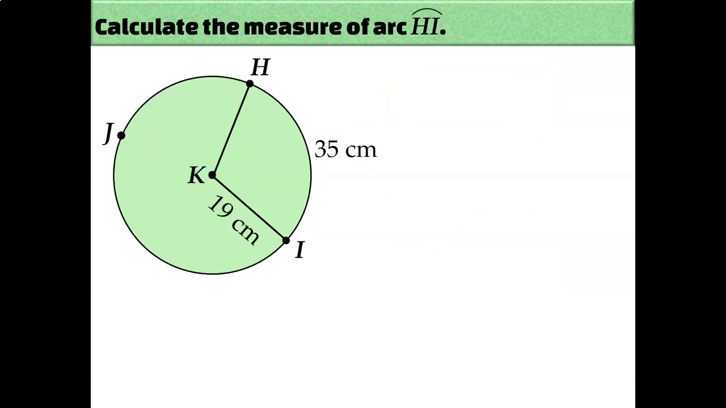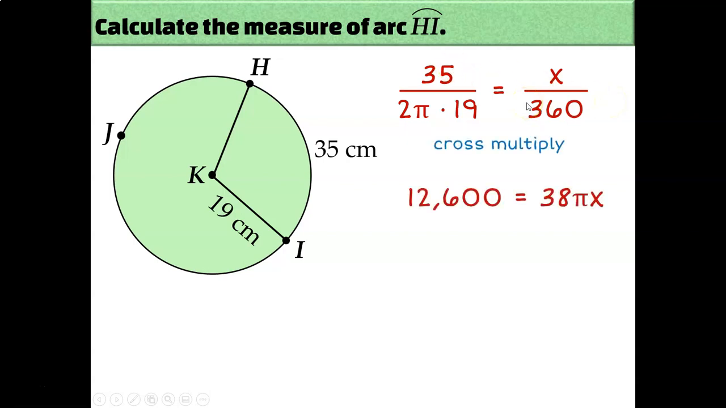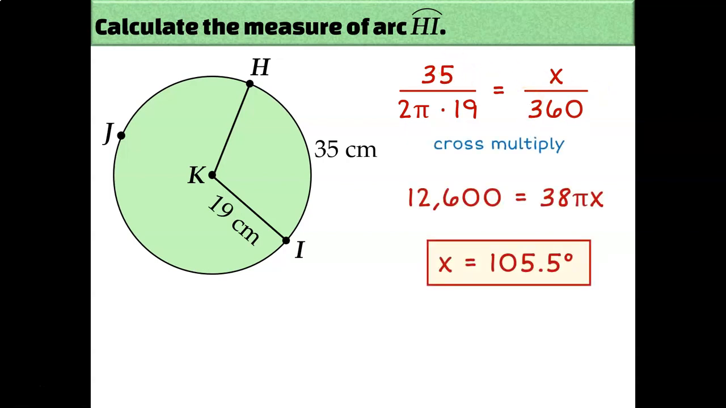Let's try another one. Except this time we're not given the degree measure of the arc, we're given the length of the arc. So we'll be plugging numbers into different parts of our formula, but it's still going to be the same process. So the length of the arc over the circumference of the entire circle is equal to the degree measure of the arc, which is what we don't know this time, over the degree measure of the entire circle. So cross multiply and solve, and we find out that the degree measure of that arc is approximately 105.5 degrees.